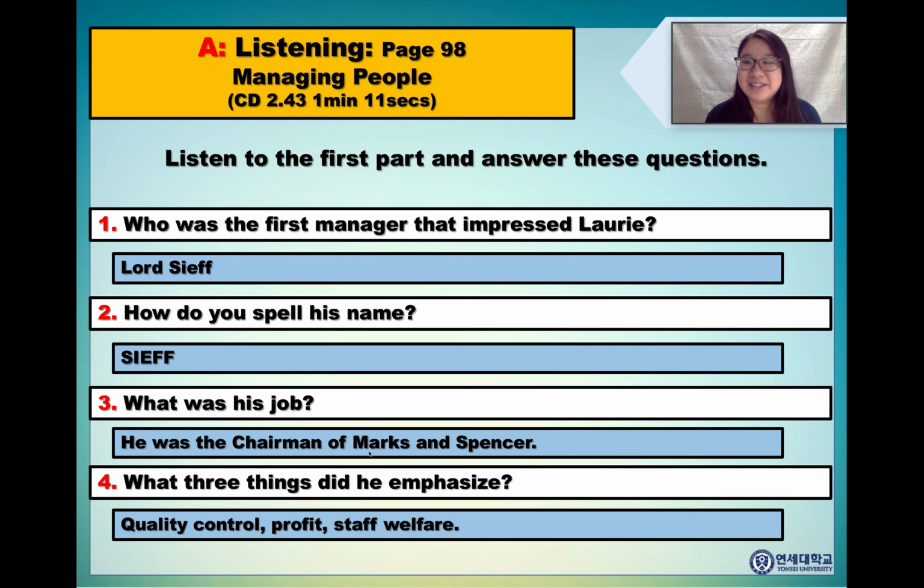If you look at these 3 things, you might realize that quality control ensures customer satisfaction. Profit ensures the health of the company, and staff welfare ensures the satisfaction of its employees. All 3 parts are essential to the success of a business.